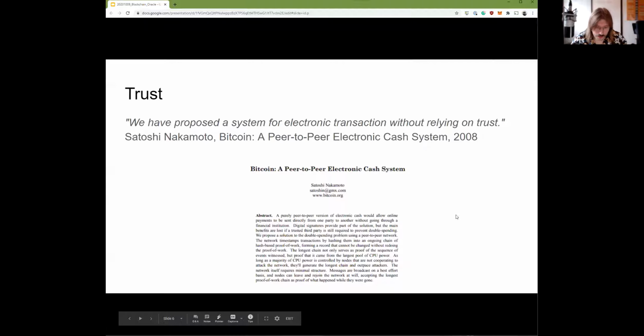And the interesting thing about blockchains is that they always talk about the concept of trust. The first publication about Bitcoin, the original paper by Satoshi Nakamoto, which is a pseudonym, so we don't know who actually invented Bitcoin and wrote this paper, says in its abstract that we have proposed a system for electronic transactions without relying on trust. This is a narrative you always find around blockchains. They will tell you, okay, thanks to blockchain, we don't require trust in classical trust infrastructures anymore.